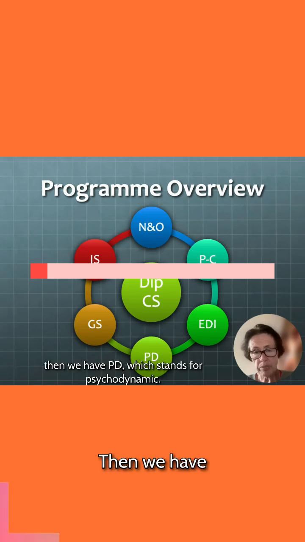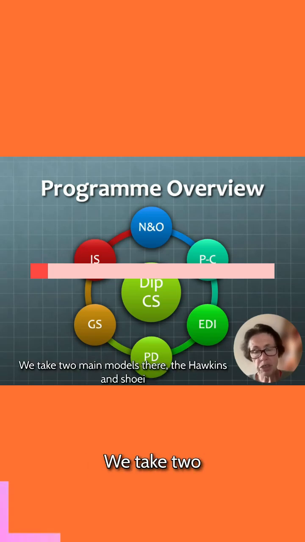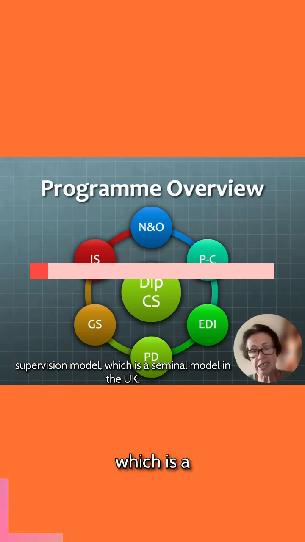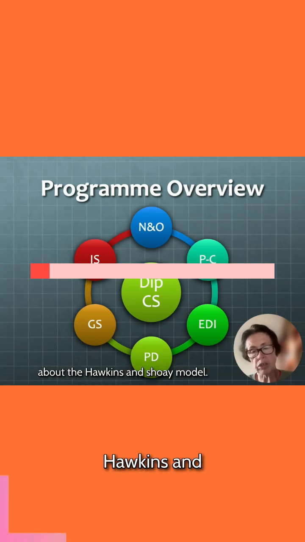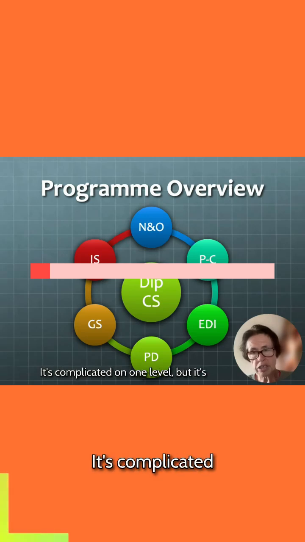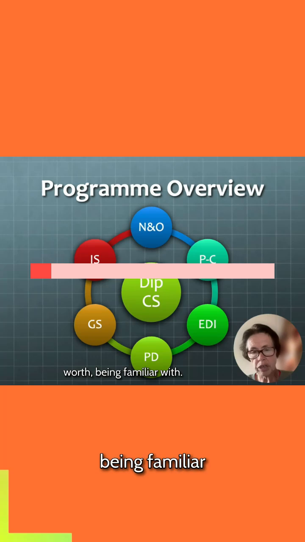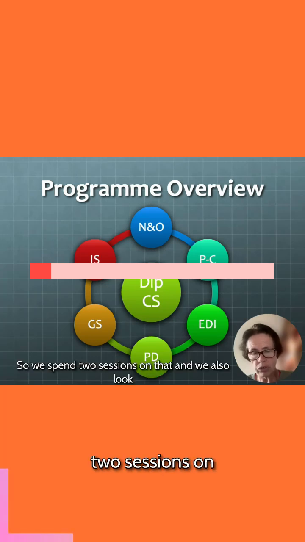Then we have PD, which stands for psychodynamic. We take two main models there, the Hawkins and Shohet supervision model, which is a seminal model in the UK. Everybody who knows anything about supervision knows about the Hawkins and Shohet model. It's called a seven-eyed model. It's complicated on one level, but it's very creative on another, and it's well worth being familiar with. So we spend two sessions on that.